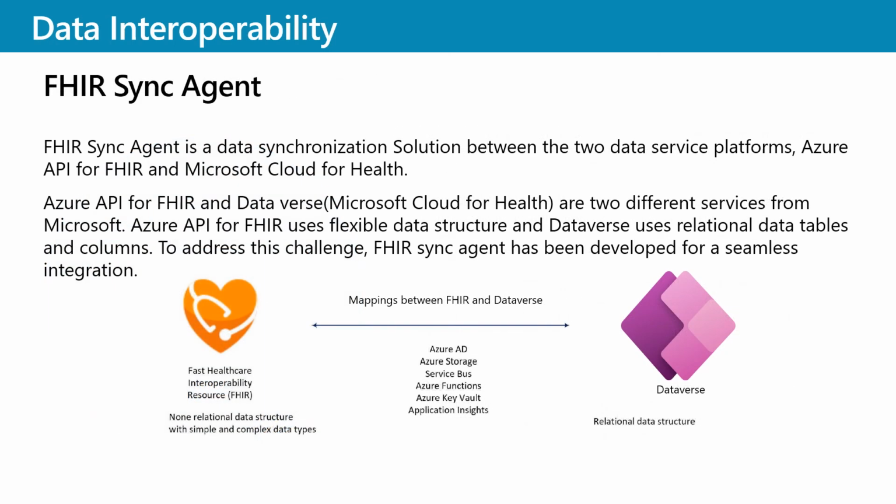The FHIR agent. The FHIR agent is a data synchronization solution between the two data service platforms, Azure API for FHIR and Microsoft Cloud for Health. Azure API for FHIR and Dataverse are two different services from Microsoft. Azure API for FHIR uses a flexible data structure and Dataverse uses relational data tables and columns. To address this challenge, the FHIR agent has been developed for a seamless integration.